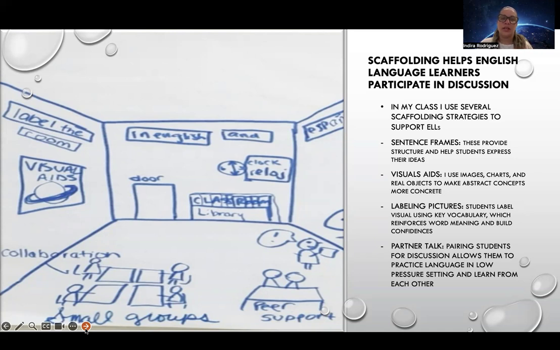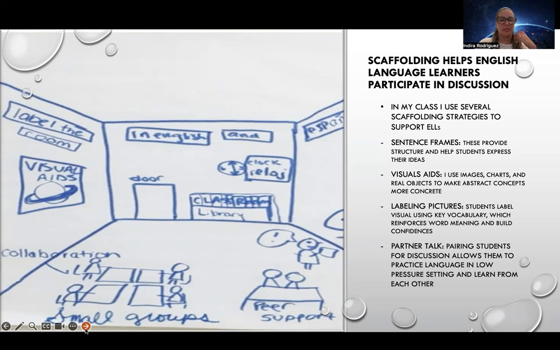Visual aids is another one that I use, with images, charts, and real objects to make abstract concepts more concrete. They also label pictures and use key vocabulary, which reinforces word meaning and builds confidence.